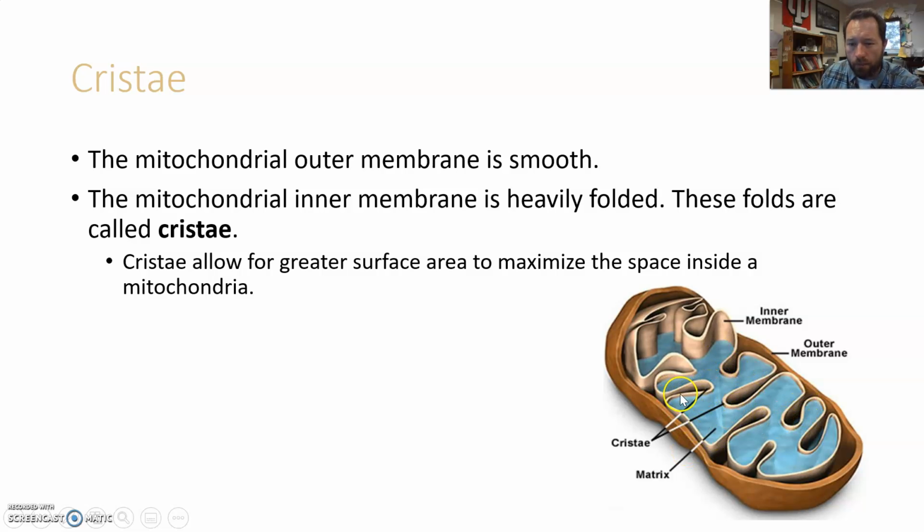So cristae are used to maximize the surface area. Again, it's along the membrane that we convert energy. So how do we get more energy? We have more membrane. Longer membrane, more surface area, means we're able to convert more energy. So that's the advantage of having these cristae.